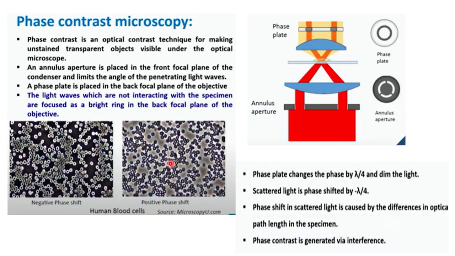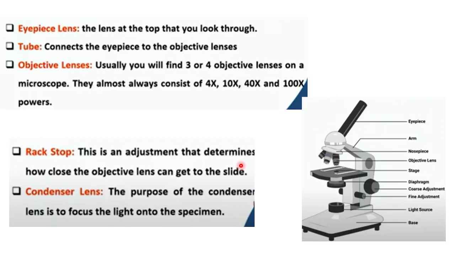The phase plate changes the phase by lambda by 4, and scattered light is phase shifted by lambda by 4. The phase shift in scattered light is caused by the difference in the optical path length of the specimen. So if the specimen has different components, the path length will be different, and the phase contrast is different. It is generated through the interference principle. In that way, phase contrast microscopy differs from your conventional microscope.